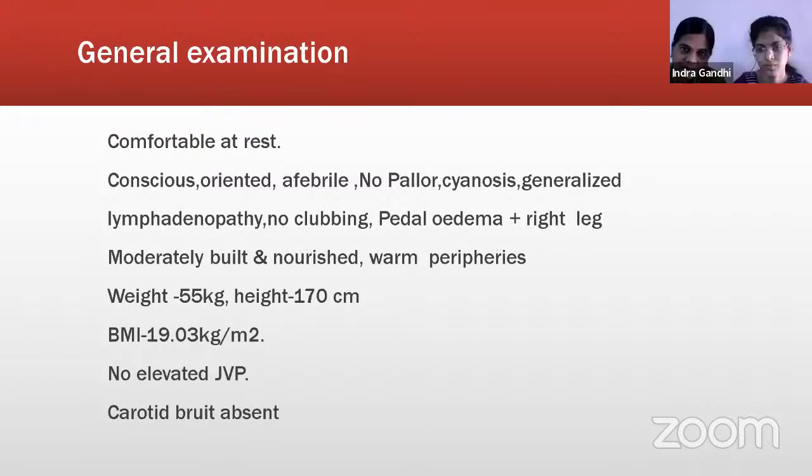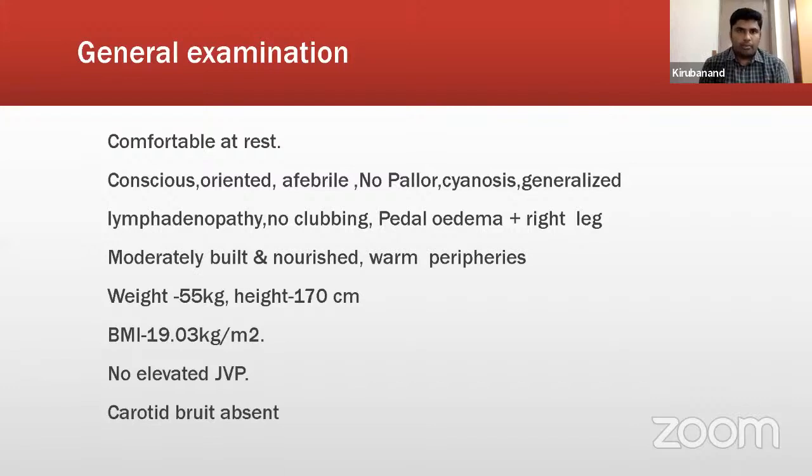Correct? Yes, sir. So you mentioned carotid bruit. Why is it important in this patient? In an elderly patient, atherosclerosis is more likely, so the common carotid artery gets narrowed due to atherosclerosis. Carotid stenosis is the most common association with coronary artery disease. But the absence of a carotid bruit doesn't rule out carotid artery stenosis. If the stenosis is severe, more than 90%, you won't get any bruit. But it's always good practice to examine the carotid and look for the bruit.